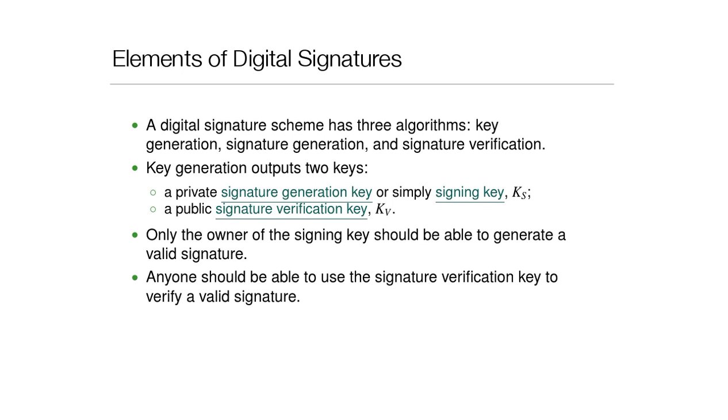So key generation outputs two keys. One is the public key and the other one is the private key. The private key is the signature generation key, or the signing key. We normally use KS. And the public key is the verification key. We normally use KV. So normally the idea is we have to keep the signing key only with the person who is going to sign the document, but the verification key is a public thing. It is publicly available.